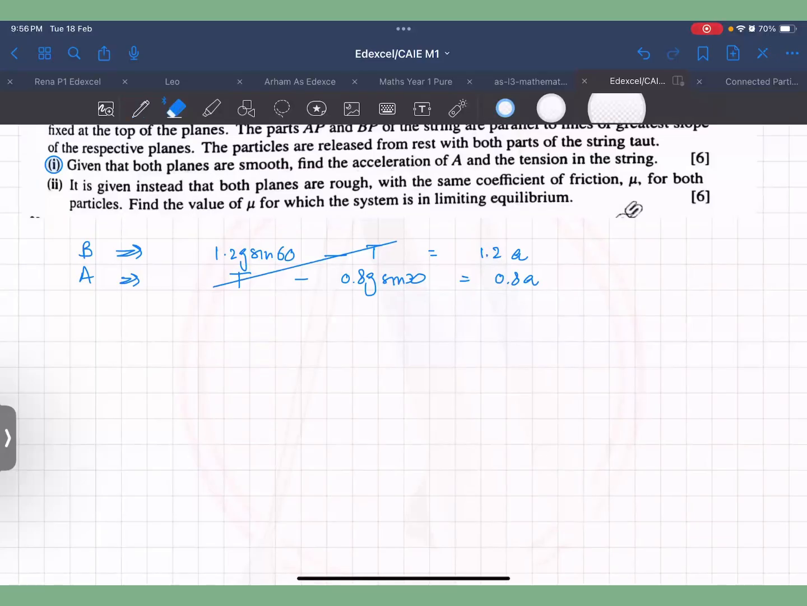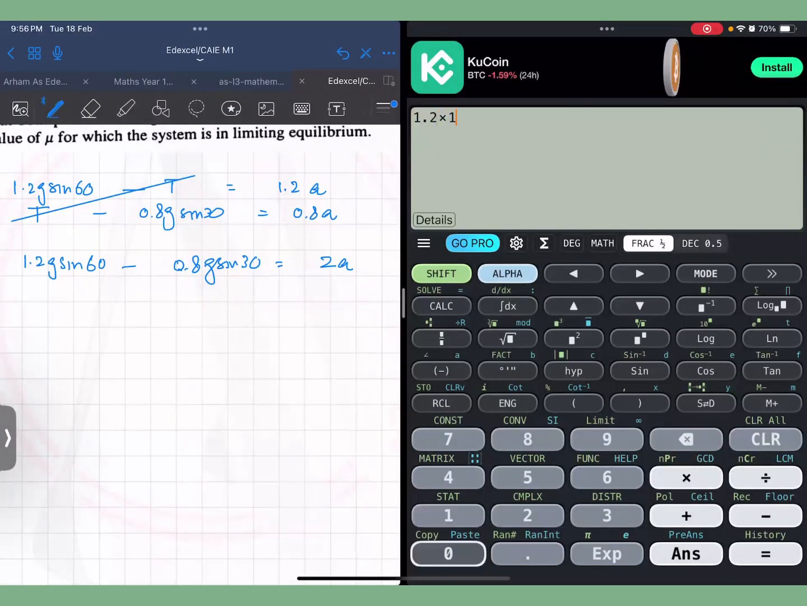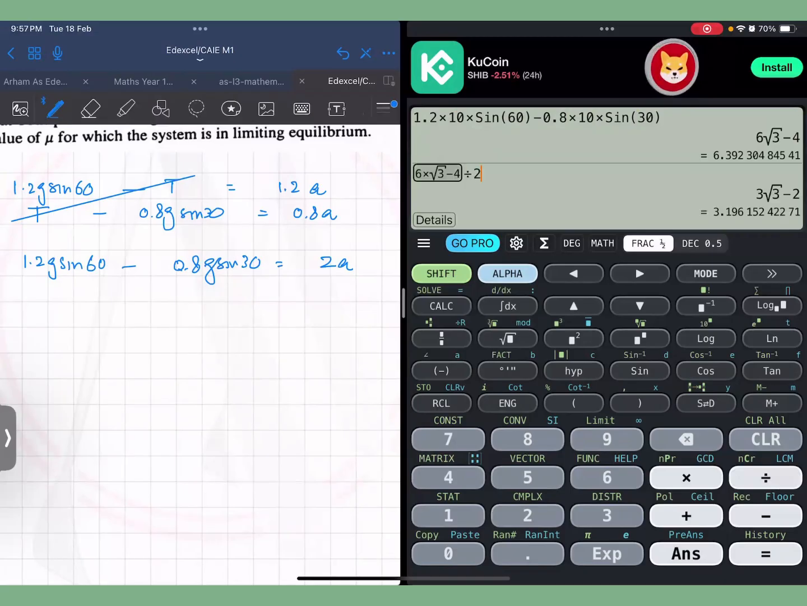1.2 g sine 60 minus 0.8 g sine 30 would be equal to 2a, since 1.2a plus 0.8a is 2a. So 1.2 times 10 times sine 60 minus 0.8 times 10 times sine 30, this thing divided by 2, is the acceleration, which is 3.196 meters per second squared.